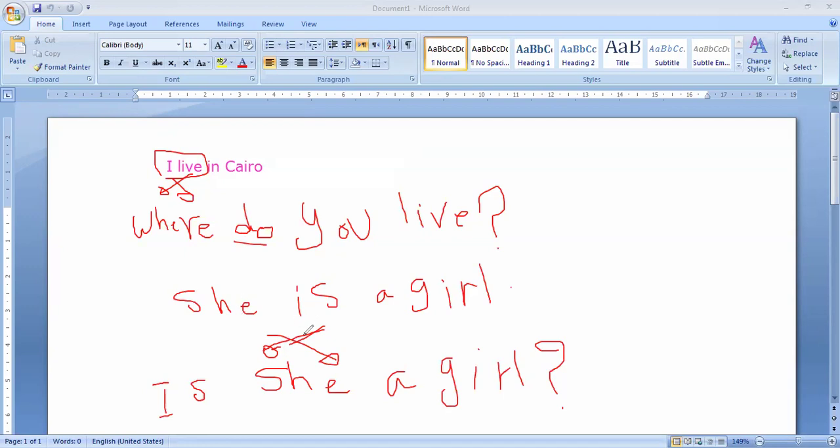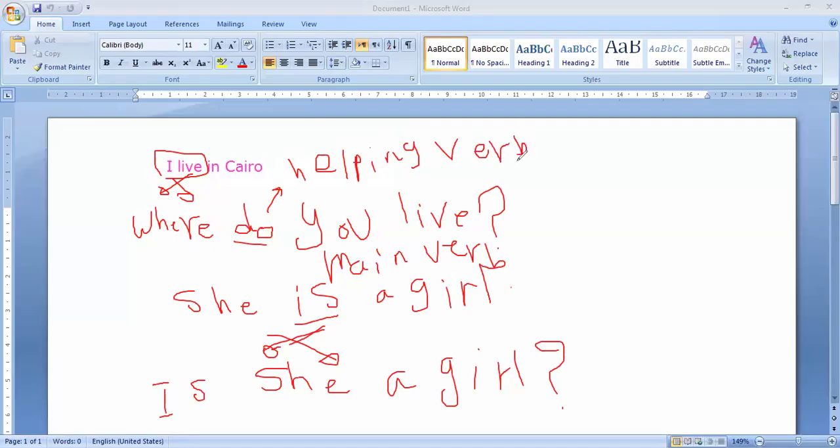This is the main verb, and this is the helping verb. Okay, this is called the helping verb, and this is the main verb.